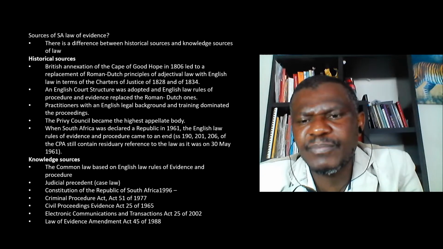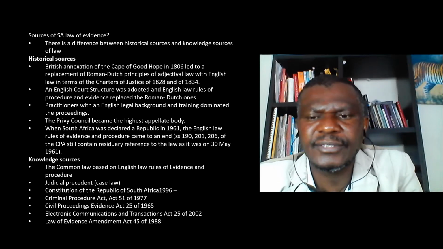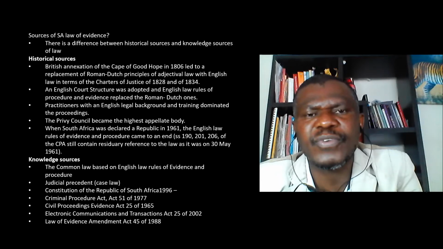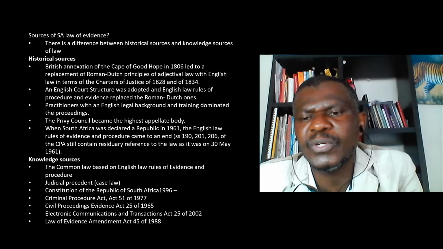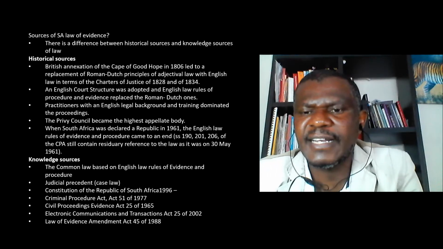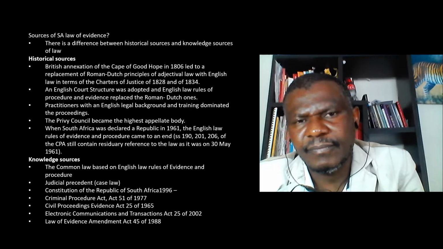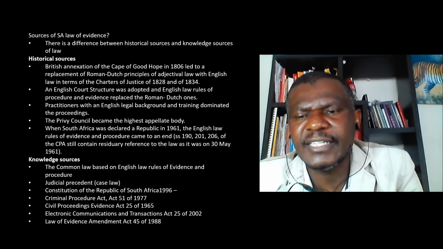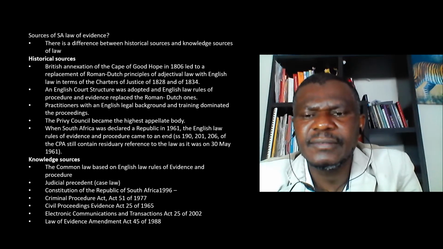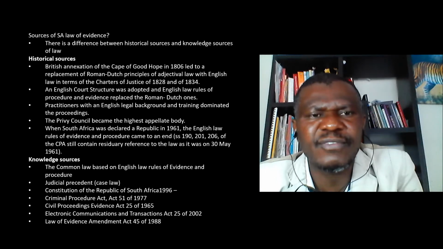Of course, you find that between 1806 and 1828, the issue of which adjective law prevailed, whether it was English or Roman Dutch, was not clear. The matter was finally settled in 1828 when the Charter of Justice was adopted, and then a slightly revised one was adopted in 1834.